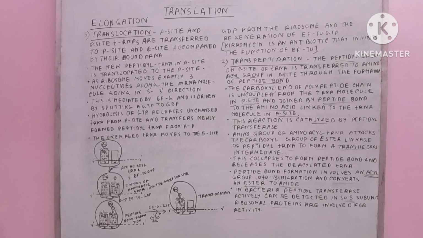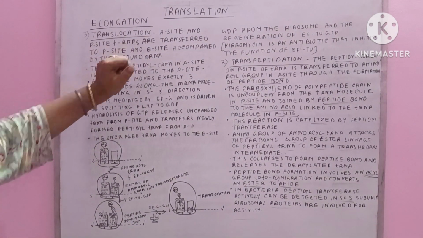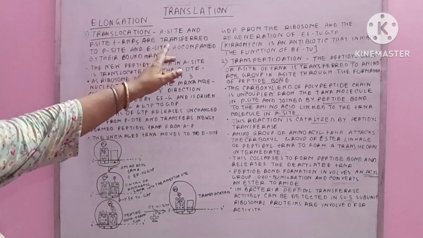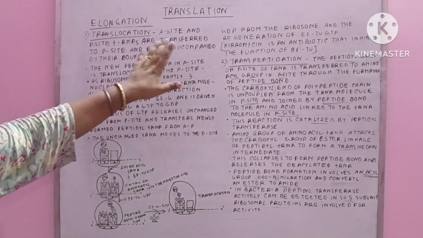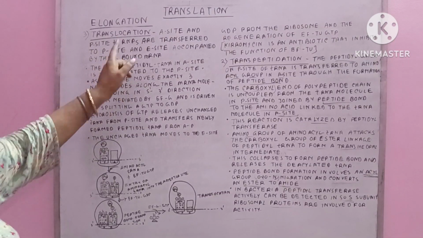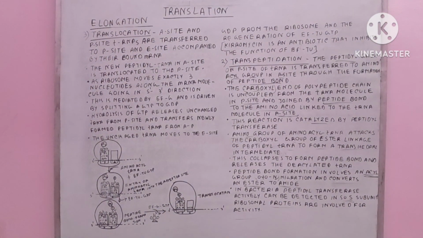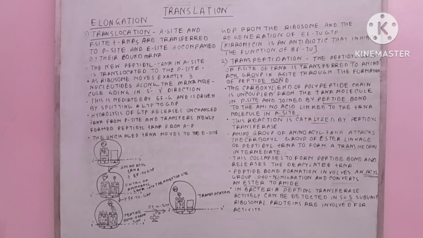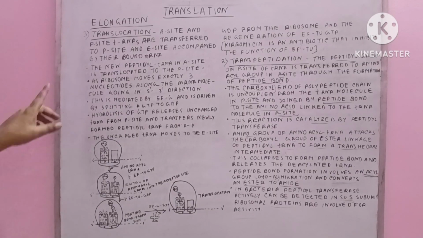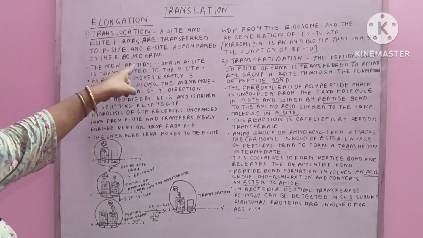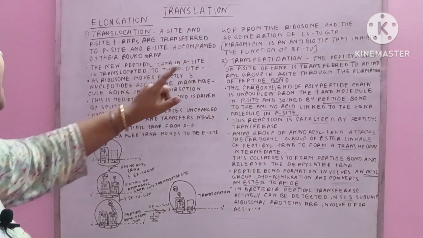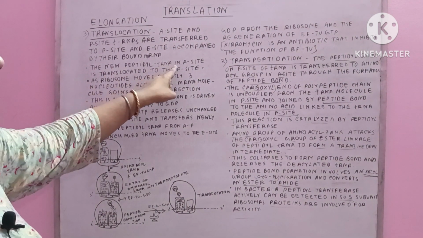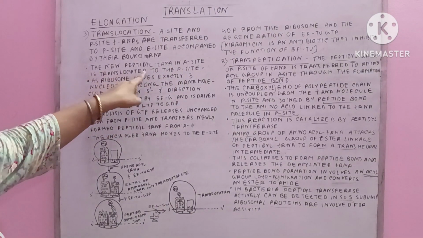What is translocation? The A site and P site tRNAs are transferred to the P site and E site. Okay. Next point is that this is called the actual translocation. So how is this occurring? Here I have written: the new peptidyl tRNA in the A site is translocated to the P site.